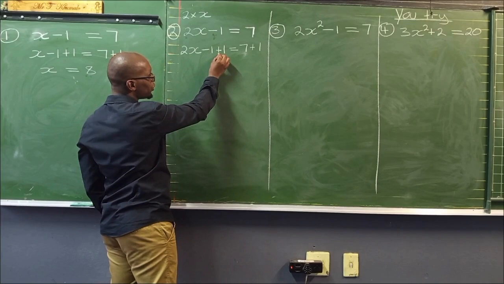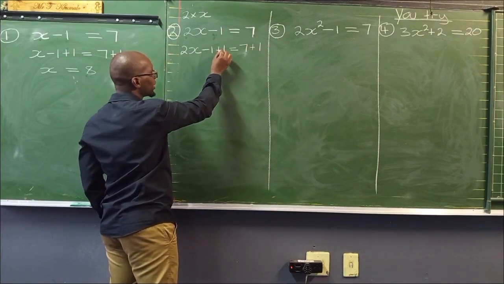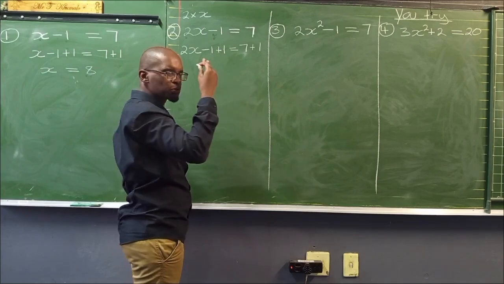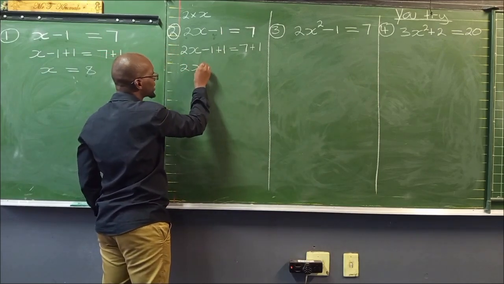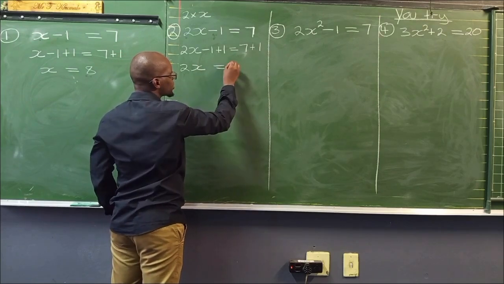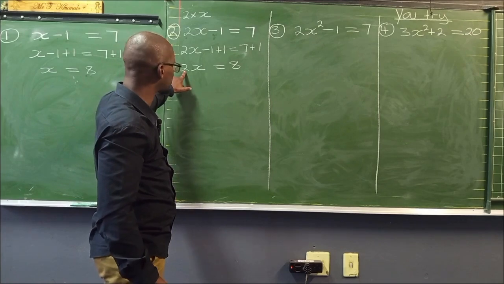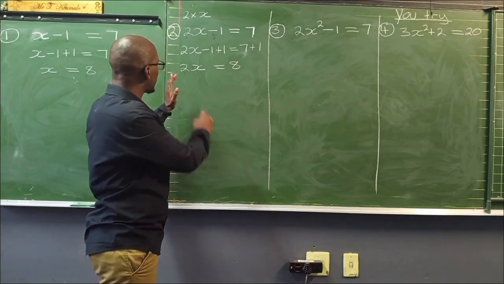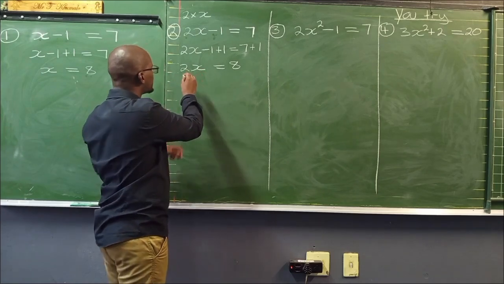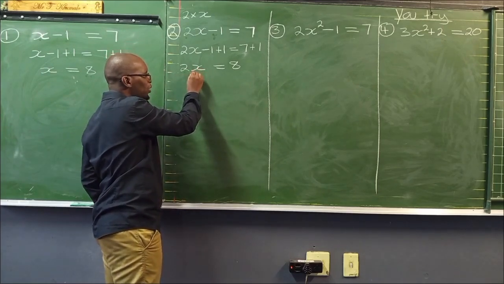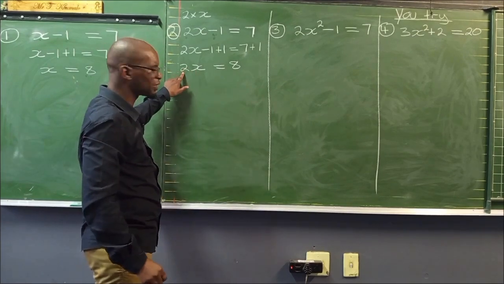I've added +1 on the left hand side, so I add +1 on the right hand side. So -1 and +1 cancel each other out because 1 minus 1 is equal to 0. And now we are left with 2x is equal to 7 plus 1, which gives us 8. We are not done because we still need to get rid of this 2 over here. Whenever a number is multiplied with a variable, you need to divide by that number on both sides of your equal sign in order to get rid of that number.